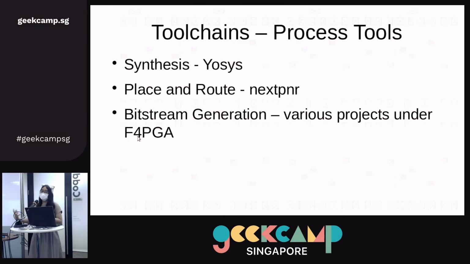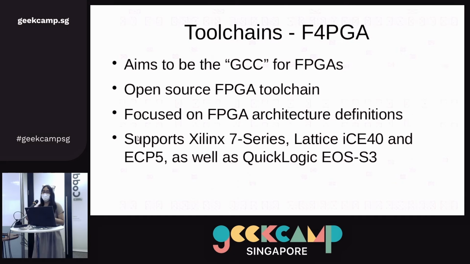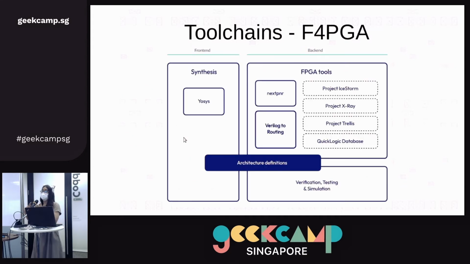F4PGA aims to be like the GNU Compiler Collection, but for FPGAs. It's an open source FPGA toolchain, with a focus on FPGA architecture and its definitions, such as the bitstream generation process itself for various devices. So far they have been able to make open source tools for the Xilinx 7 series, the Lattice iCE40, ECP5, and QuickLogic. Your synthesis tool is mainly Yosys, and you have projects like Project IceStorm, and so on. Those are the bitstream generation tools for the specific FPGA device that you're using. And of course, there are other tools for verification and testing.